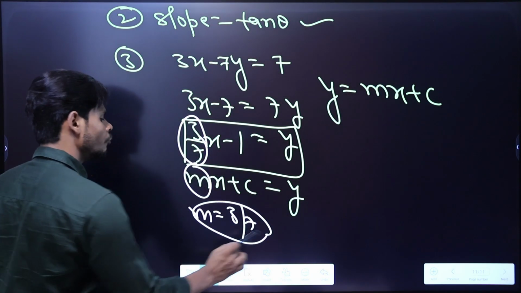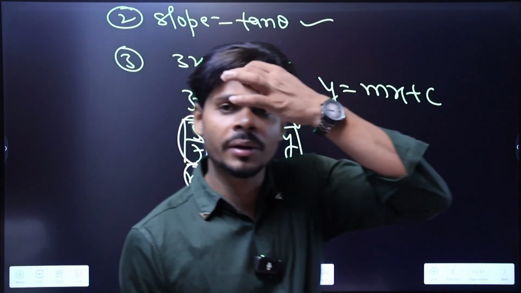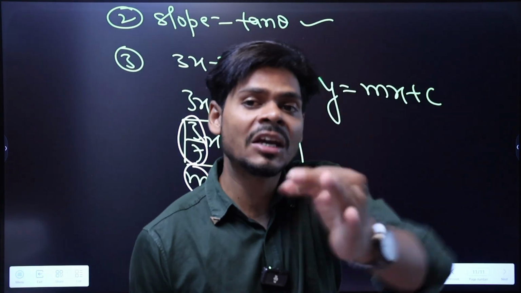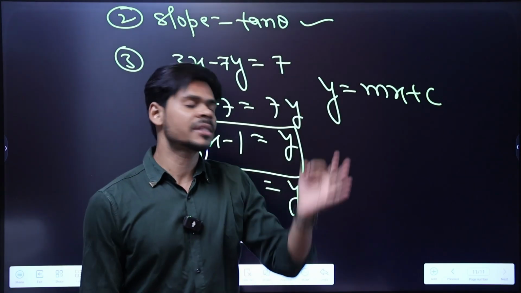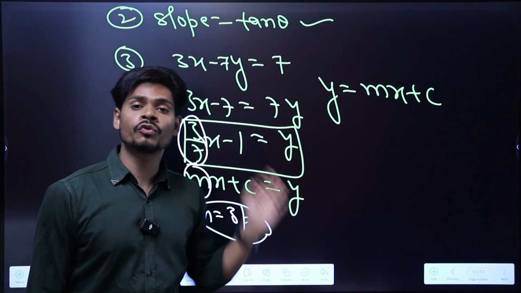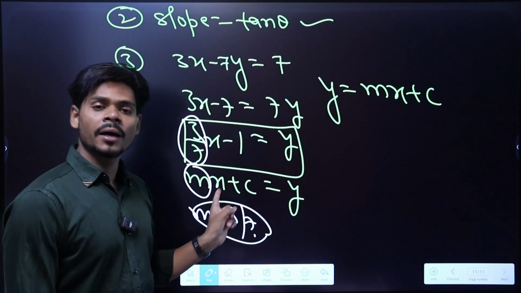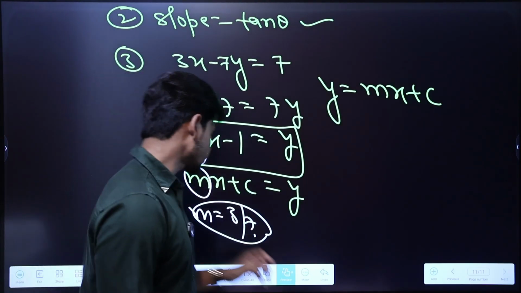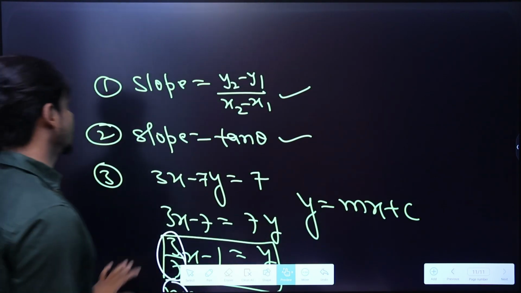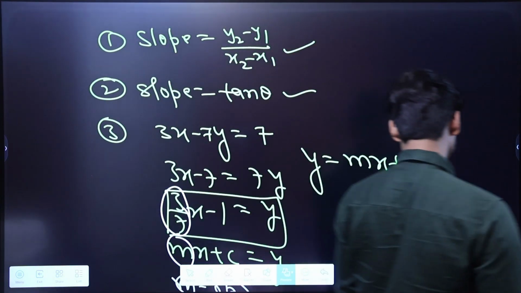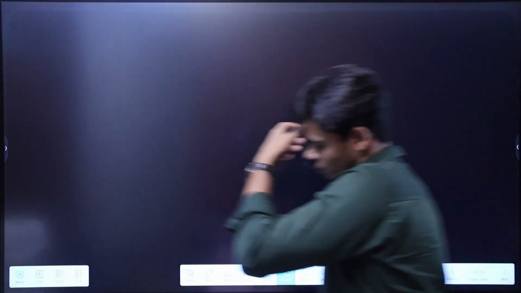So whenever a line equation is given, let me tell you guys, always use slope intercept form to find the slope, right? Fine. So this is the third topic related to the equation of a line.